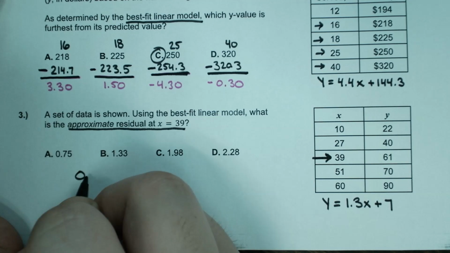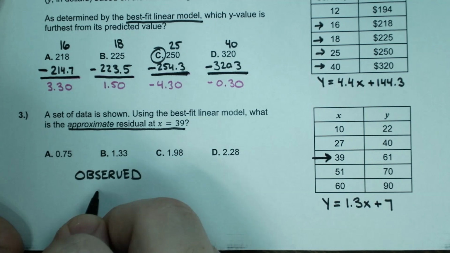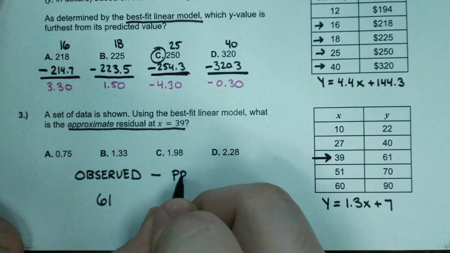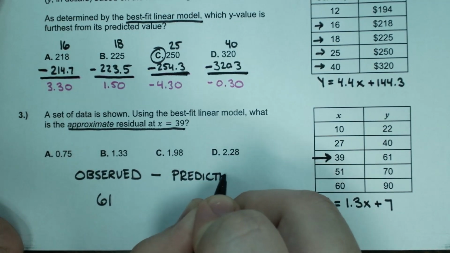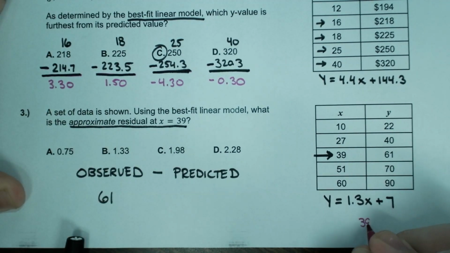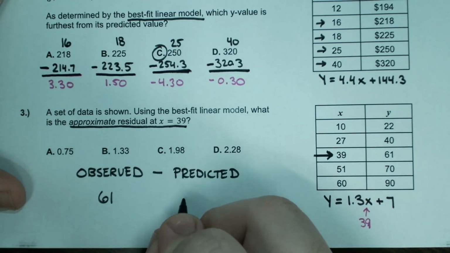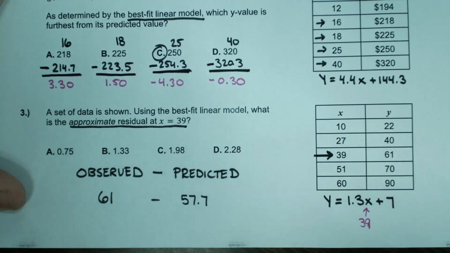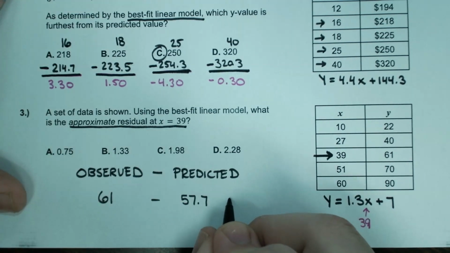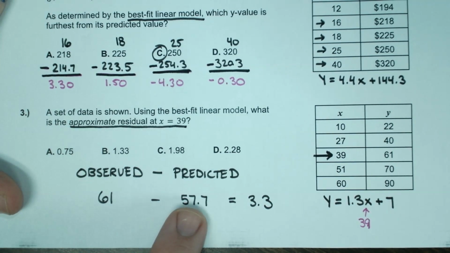The observed value is 61. But let me find that predicted value by plugging 39 in for x. It's going to come out to 57.7. When you subtract that, you get 3.3. 61 is about 3.3 points above 57.7.